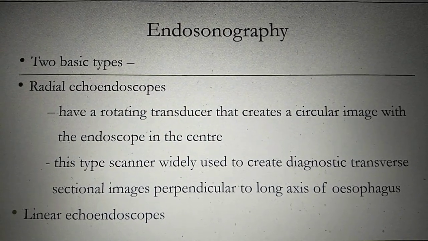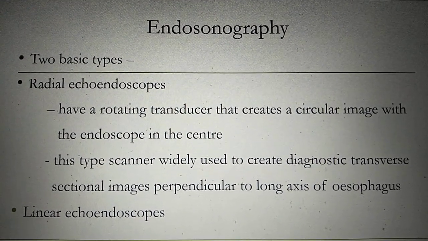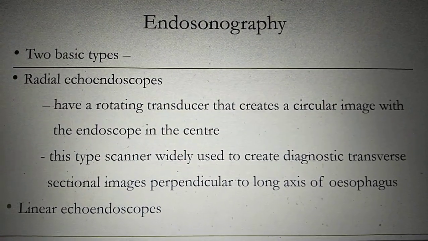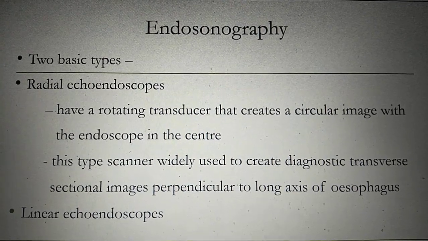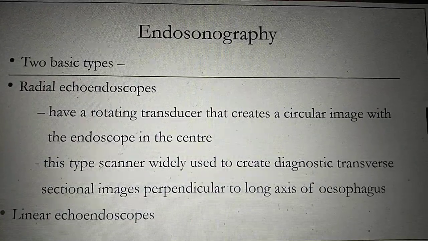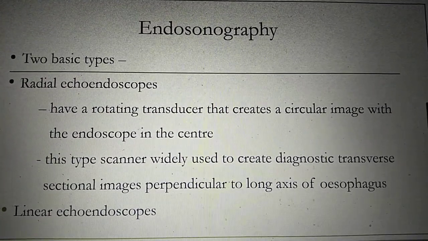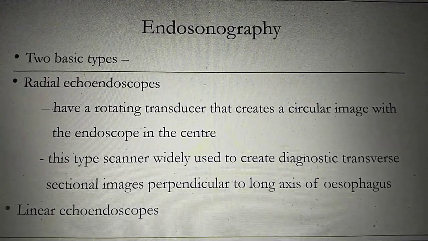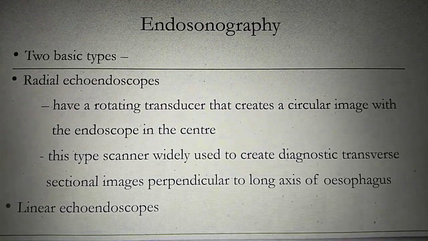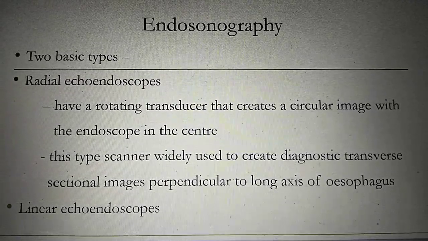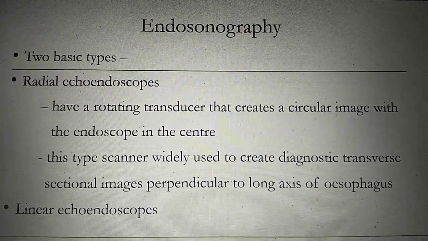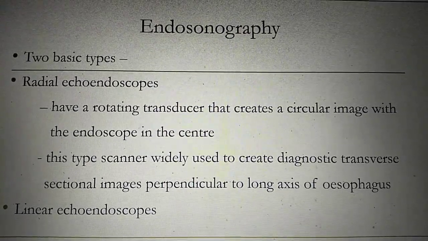The first one is radial echo endoscope. It has a rotating transducer and it creates a circular image. The endoscope is lying in the center of this echo endoscope. This radial type of scanner is widely used to create diagnostic transverse sectional images, which are basically at right angle to the long axis of the esophagus.